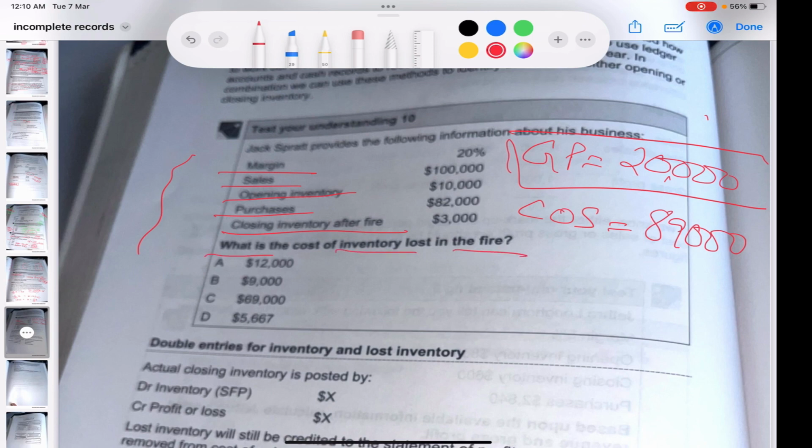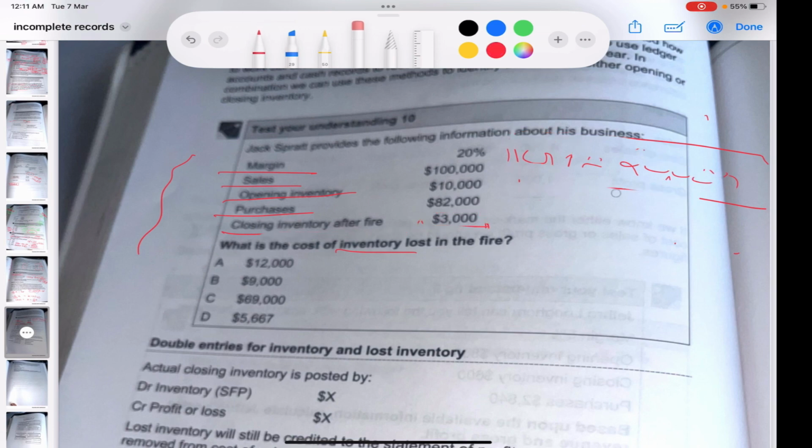What is the cost of inventory lost in fire? So this is my closing inventory. We need to basically find out the amount which has been lost in the fire. Think about it logically. What are you supposed to do? I hope you've thought about it. Now I'm going to give you the entire solution.